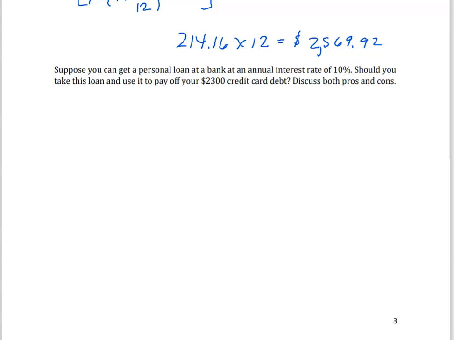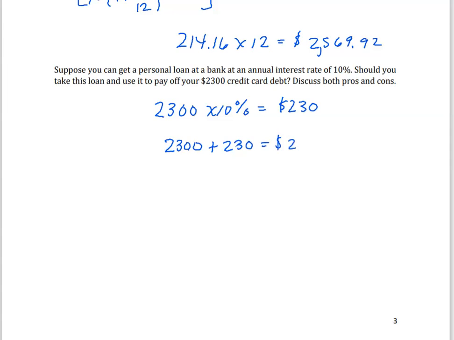Suppose you can get a personal loan at a bank at an annual interest rate of 10%. Should you take this loan and use it to pay off the $2,300 credit card debt? Okay, and discuss the pros and cons. So if we can get a bank loan that just has simple interest, we're not compounding it, and they're going to charge us 10% for that. And so that means that they're going to charge us $230 in interest. $2,300 plus $230 means we're going to pay a total of $2,530 for the loan.